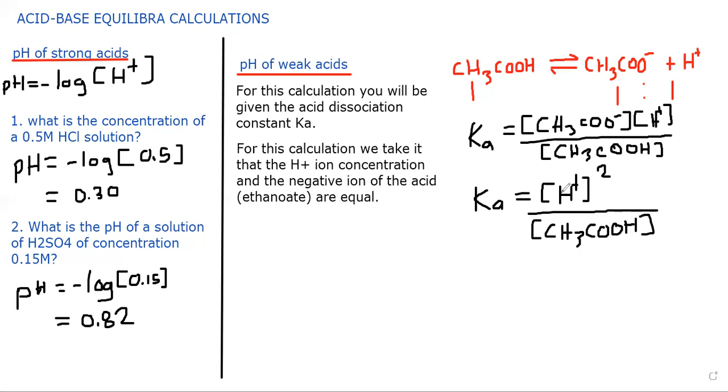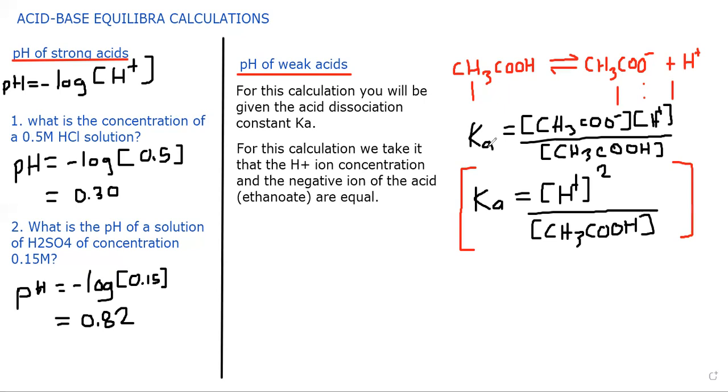All right, so Ka is equal to H plus squared over the concentration of the acid. When it comes to weak acid calculations, this is one formula that you will use. All right, Ka, you can be asked to find the Ka of the acid. So this is one formula that you should remember.